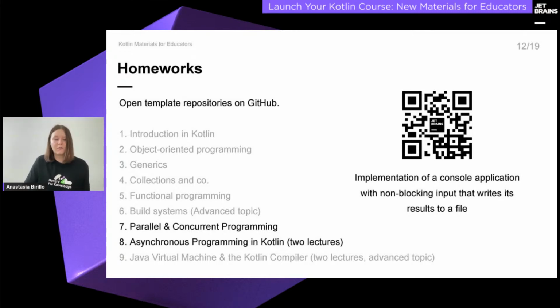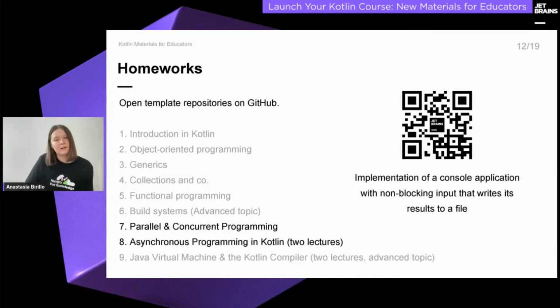The last available homework requires the implementation of a console application with non-blocking input that writes its results to a file. Here we give students a choice to implement this application with a classic parallel approach, or by using Kotlin features, Kotlin coroutines. Usually about half of students use the parallel approach and half use coroutines.